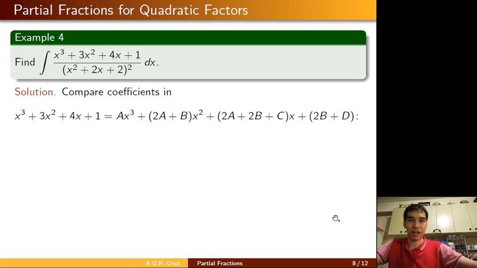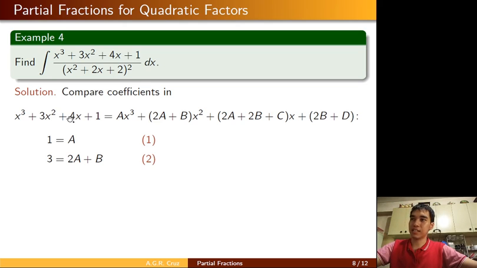So we can compare coefficients. Starting with the coefficient of x cubed, on the left you have 1, on the right you have a, so call that equation 1. For x squared on the left we have 3, on the right we have 2a plus b, let's call that equation 2. For x we have 4 on the left and then this entire thing on the right. And then finally the constant terms are 1 on the left and then 2b plus d on the right.